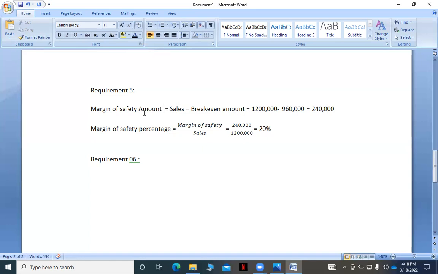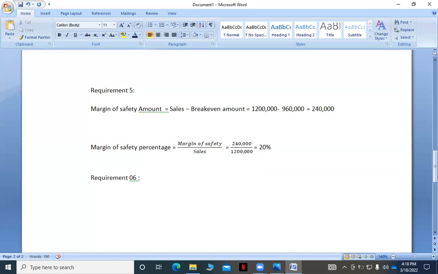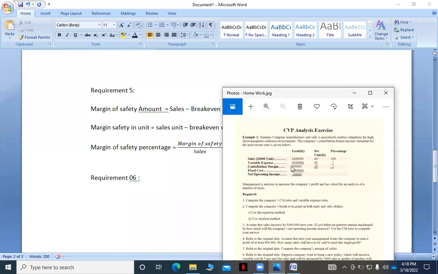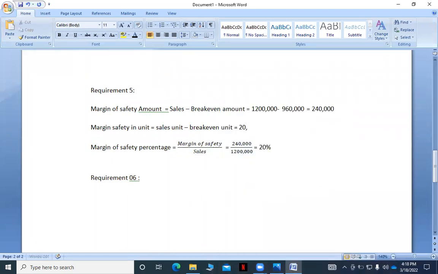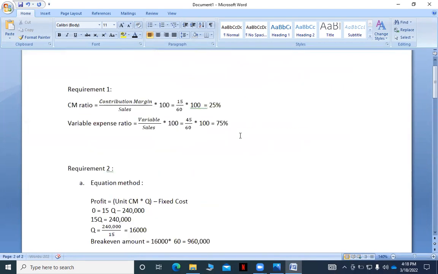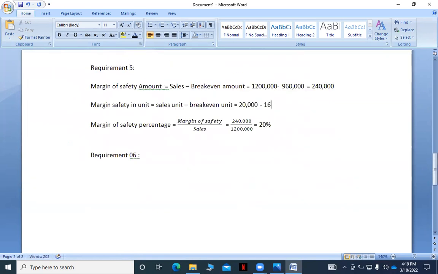But if they say margin of safety in unit, we write another formula: margin of safety in unit equals sales unit minus break-even unit. Here our sales unit is 20,000. 20,000 minus the break-even unit, which is 16,000, gives 4,000. Again, if you calculate margin of safety percentage on units, you will get the same: 4,000 divided by 20,000, or 2,40,000 divided by 12 lakh. You'll get 20%. Clear, Safi?